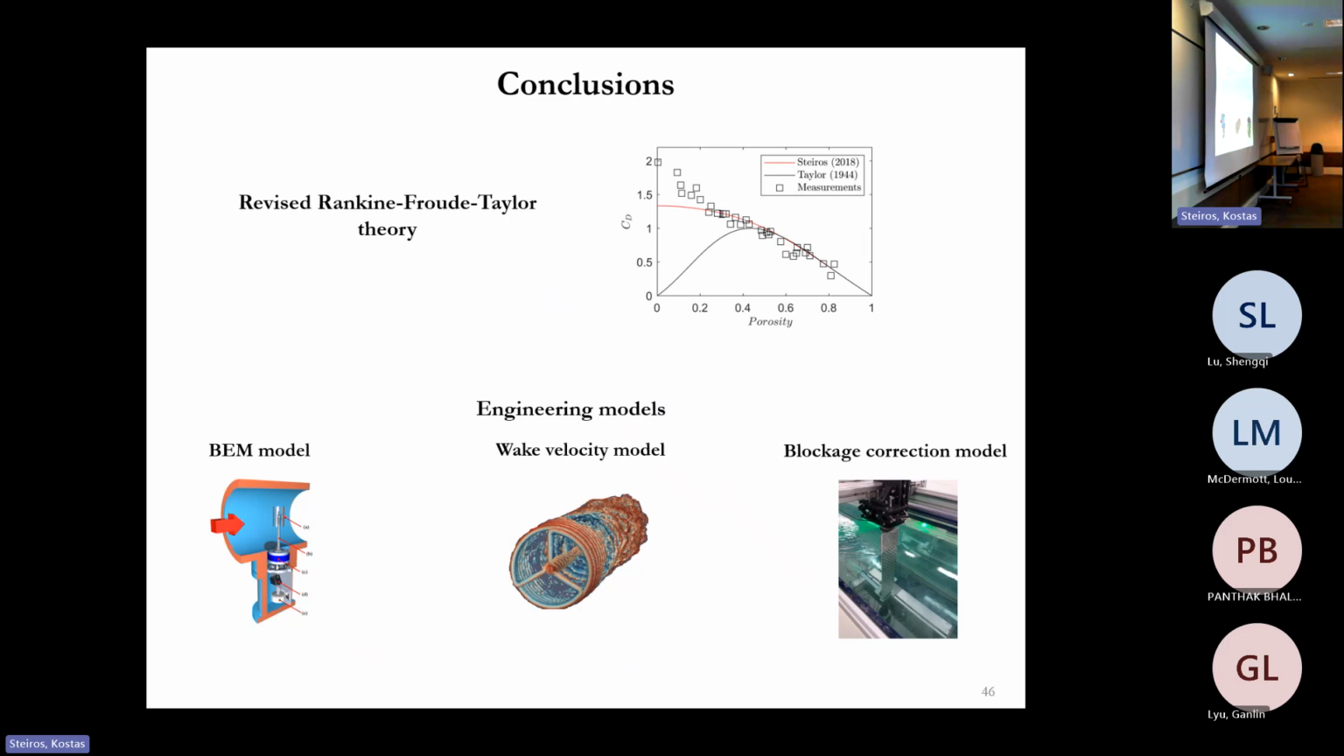And then we applied this theory in three engineering applications. First, for the power prediction of vertical axis turbines. Second, for the evolution of the velocity of horizontal axis turbines. And third, for the blockage correction model of turbines and other bluff bodies.